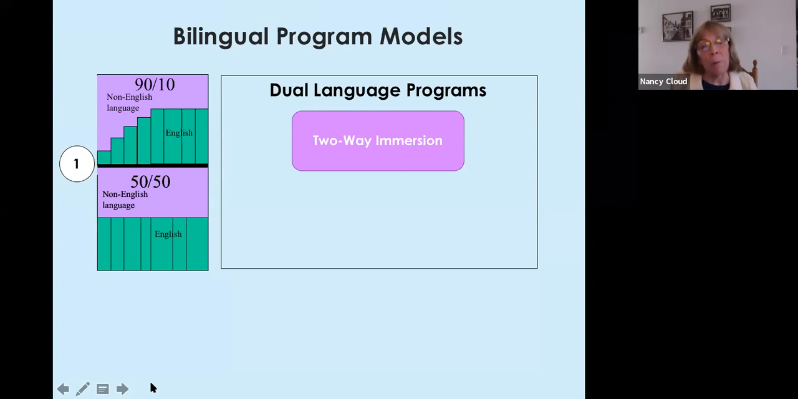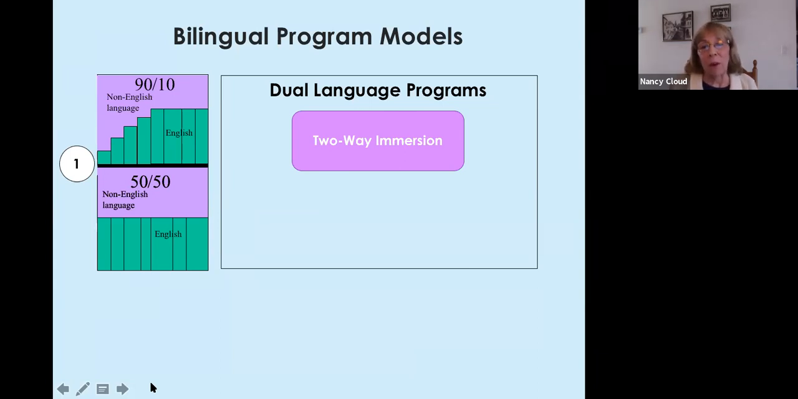So this is a program that has to last 4 to 6 years or more, hopefully go through middle school and high school. And in two-way immersion, where you have two groups of students, half of the kids come in knowing English, half of the kids come in, let's say, knowing Russian. And they're taught side by side. Many programs use a 50-50 model where they teach half the day in the partner language and half the day in English. But some programs do use a 90-10 model where when children enter the program in kindergarten or pre-K, you start 90% in the non-English language.